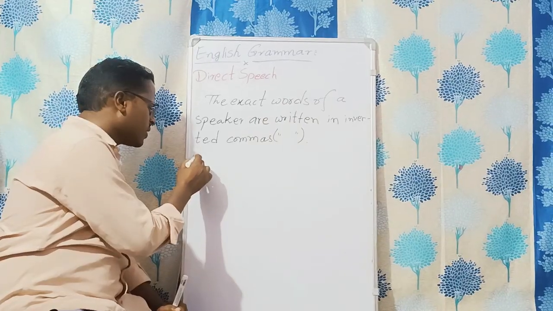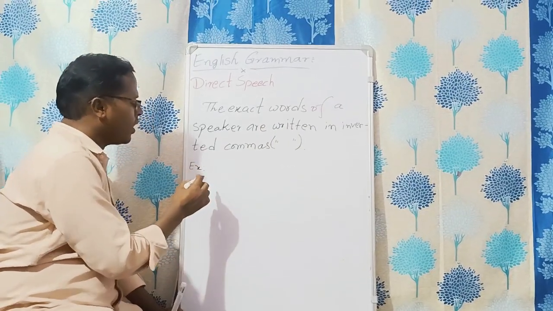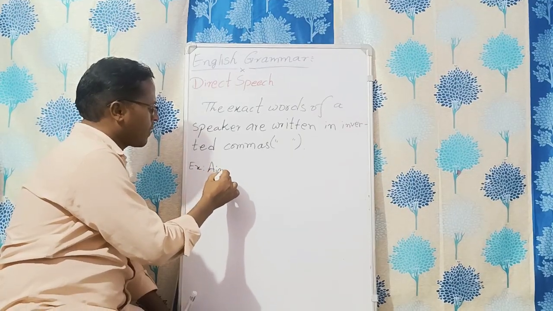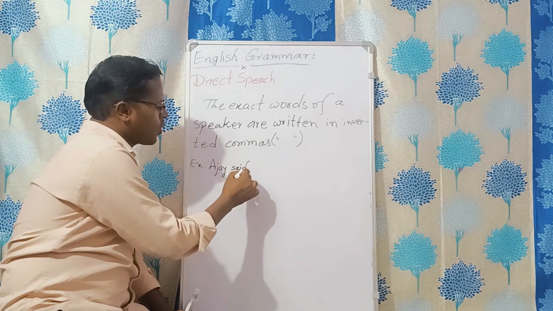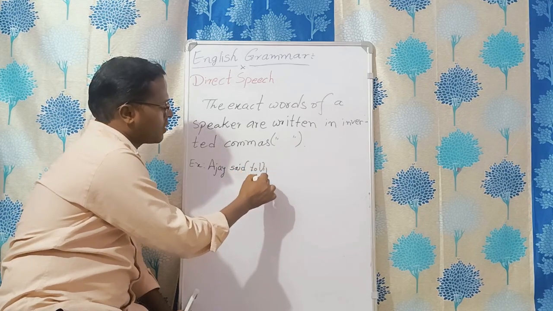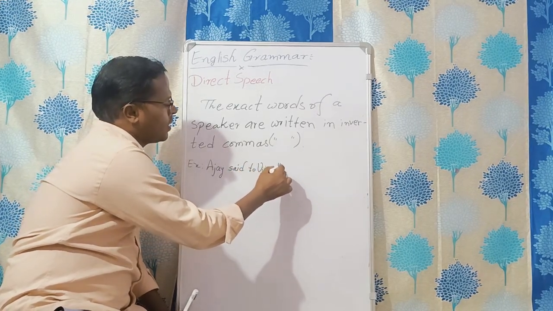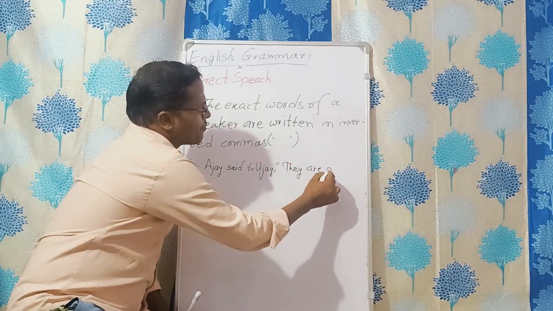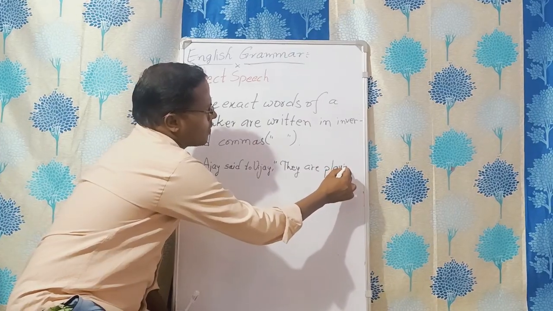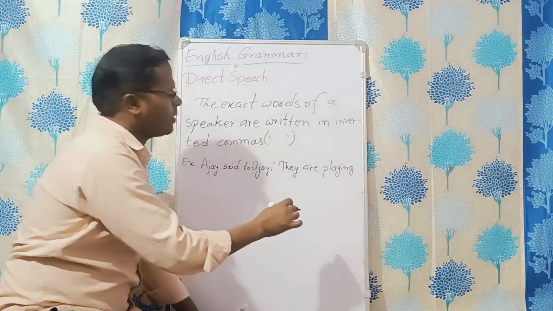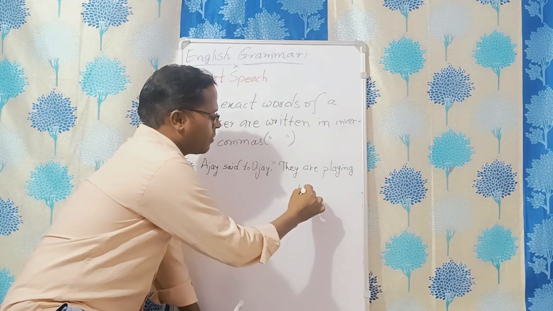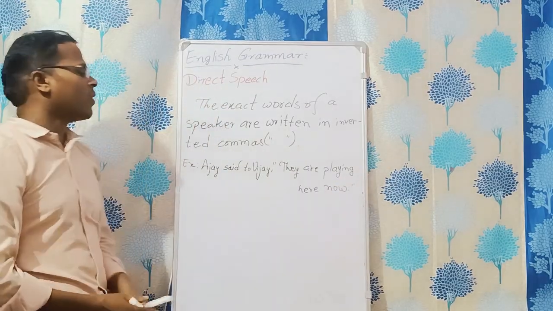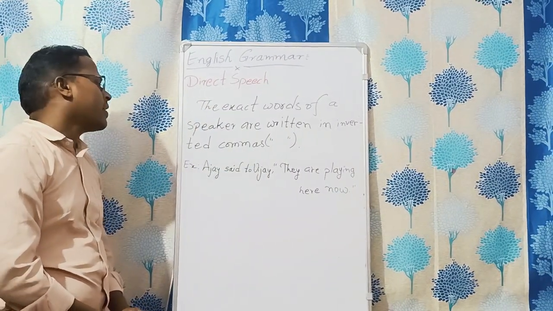So let us go with an example. For example, direct speech. Ajay said to Vijay. What he said? They are playing here now. This is an example for direct and indirect speech.